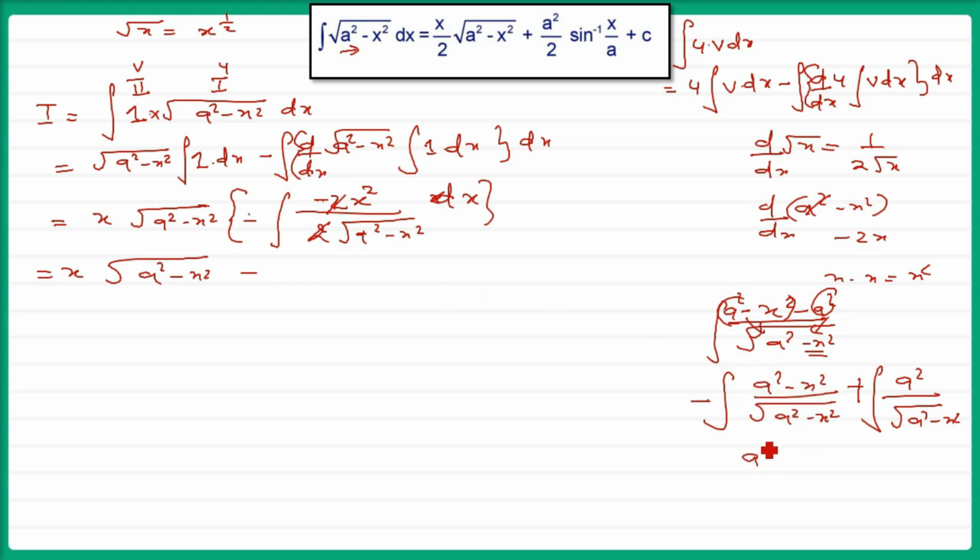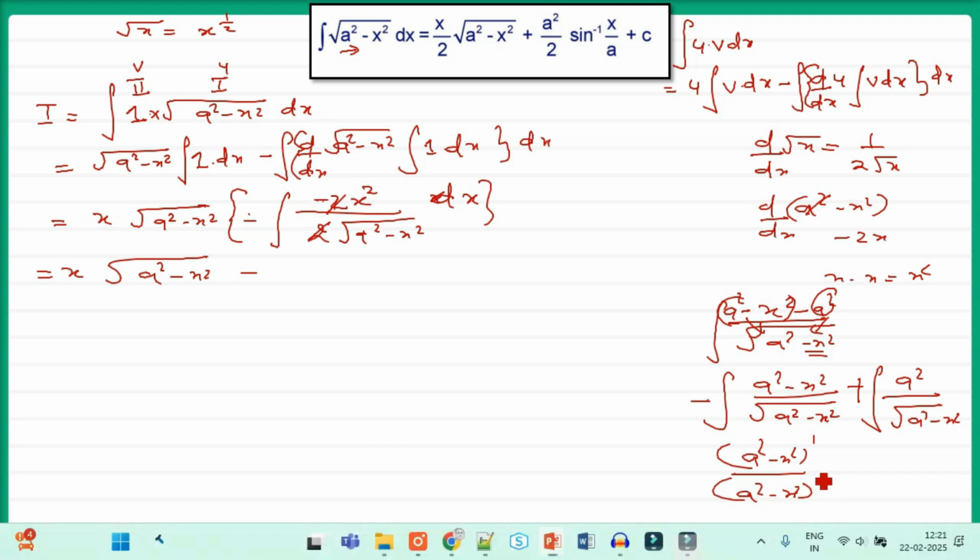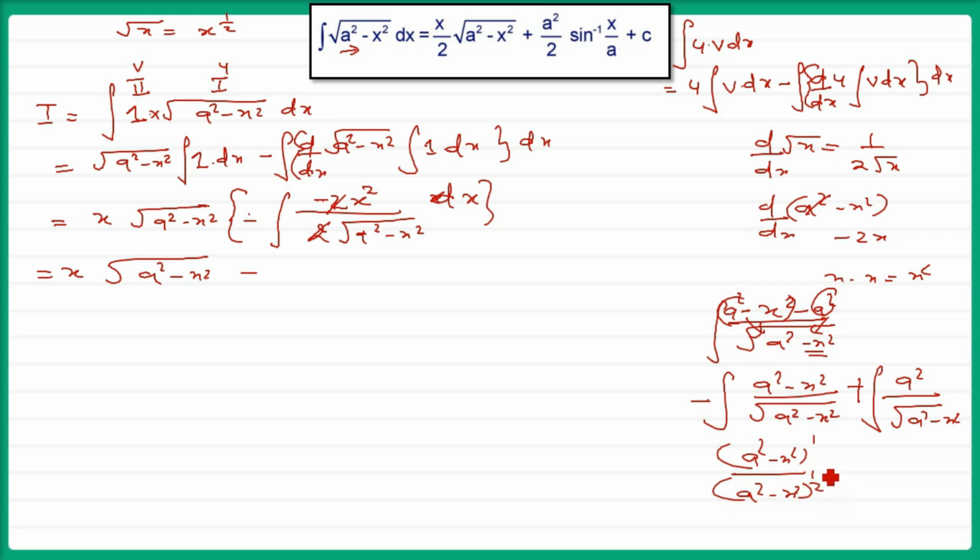But before going that, we can simplify it more. Because a square minus x square to the power 1 divided by under root a square minus x square. Under root a square minus x square is a square minus x square to the power half. You already know that. So this base is same. So this half will go up. So it will be like x to the power 1 into x to the power negative half. So it will be x to the power half like that. So it will be under root x.